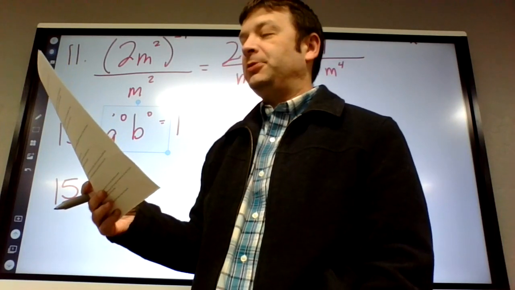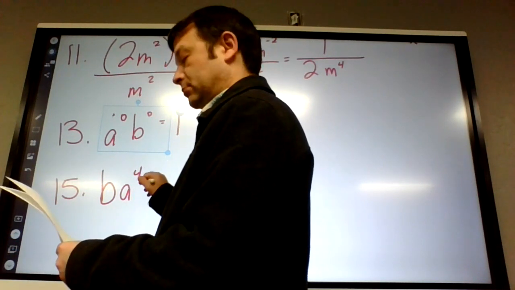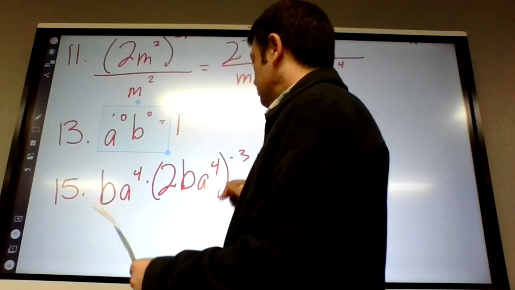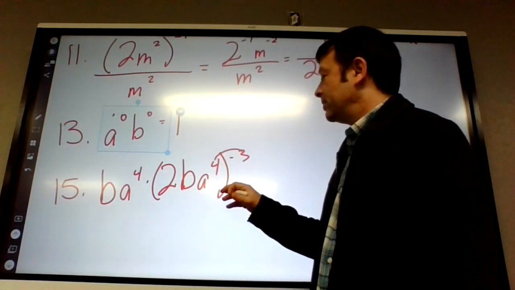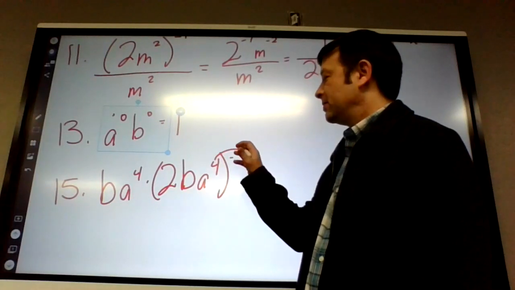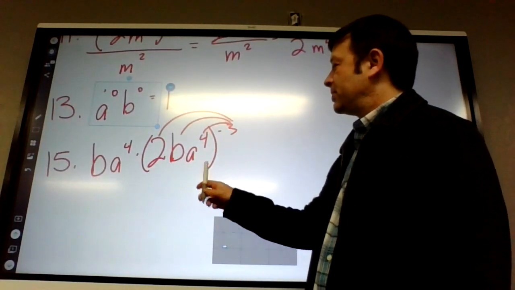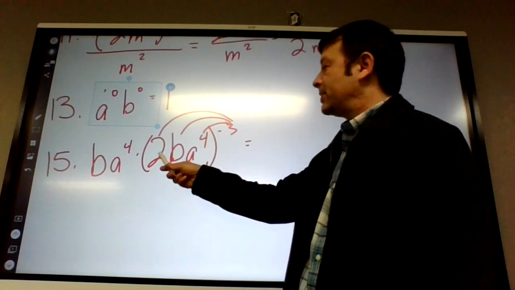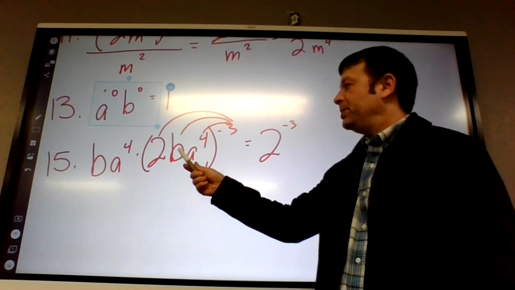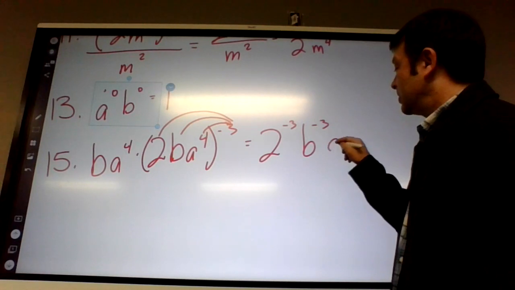Clayton, what do you think we should do first on 15? The 4 and negative 3. This right here? Well, actually, is negative 3 just on this? No, it's on the parentheses, so it's on all that stuff. So let's just put, for right now, we'll fix it later, 2 to the negative 3rd. We'll leave that alone for now. And then b to the negative 3, and a to the negative 12.